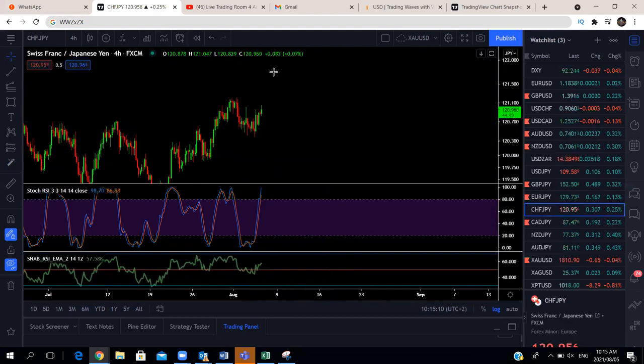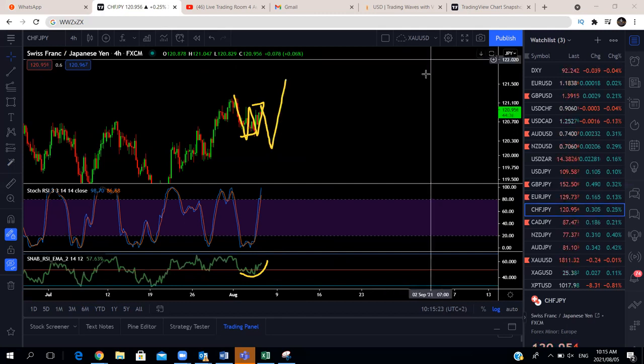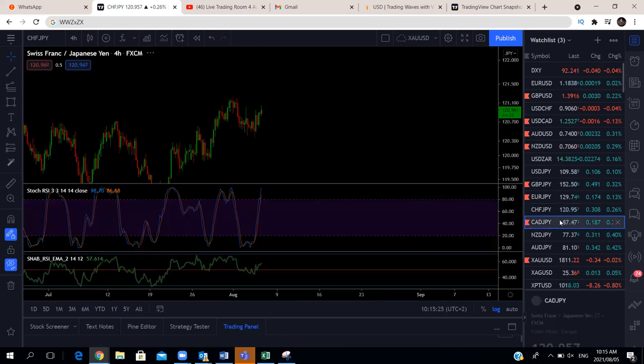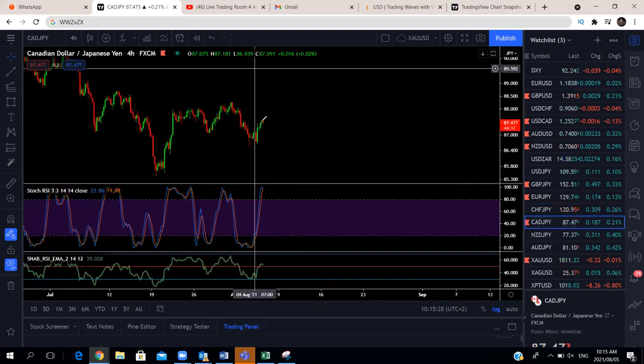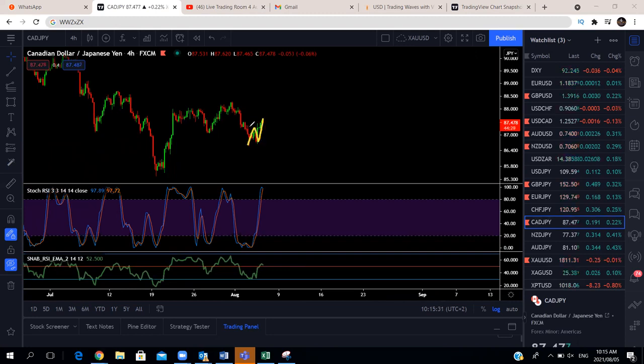Chief yen is slightly different because we are trading above 50 here on Chief yen. But if you look at this structure on Chief yen, this is what it looks like. We will expect this to come back one more down before we push up higher. CAD yen also showing downside. We've made a 3-wave pullback. We'll see CAD yen make a move to the downside.